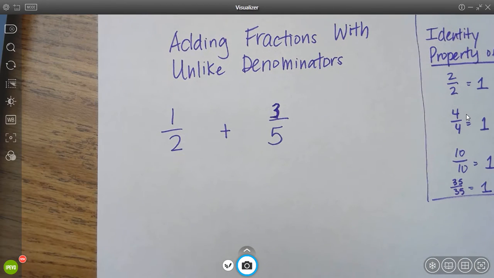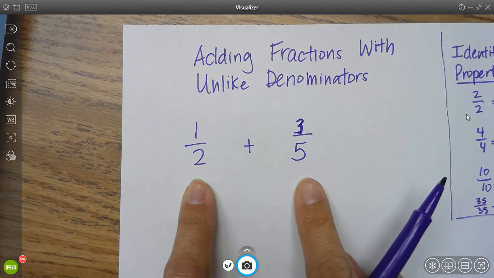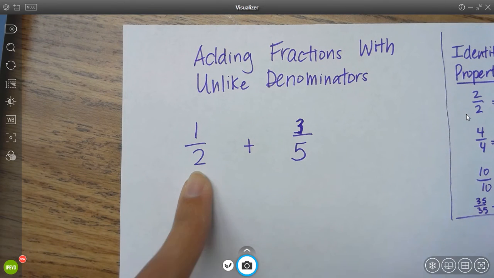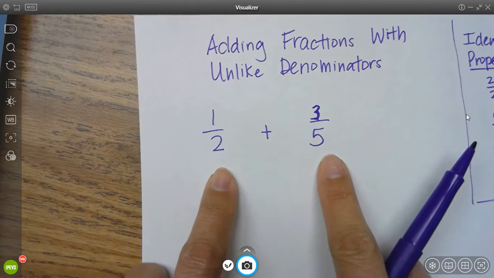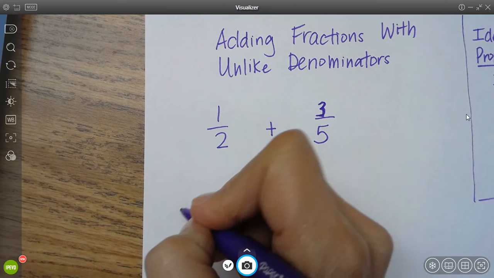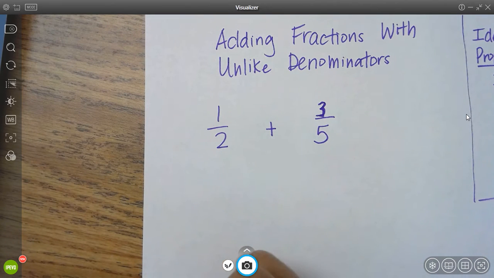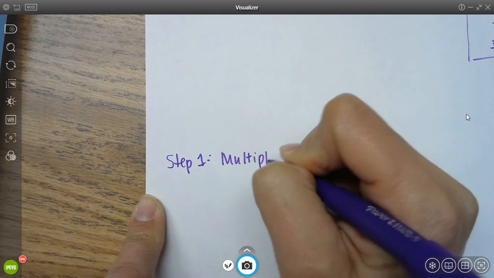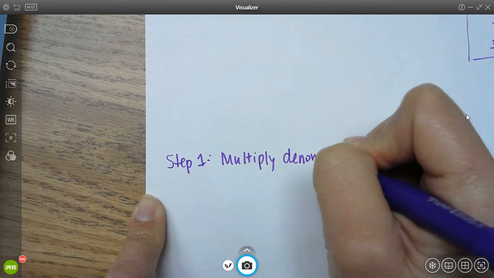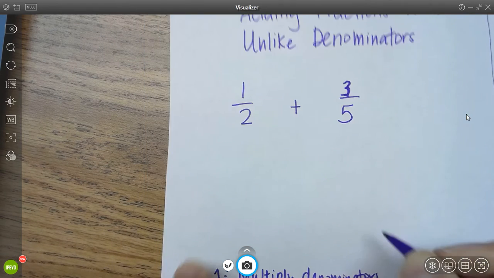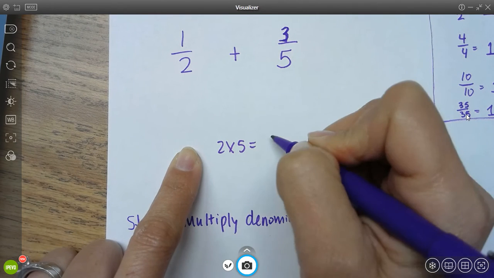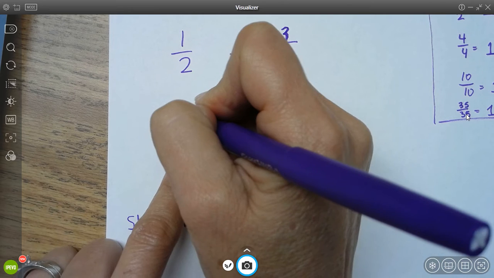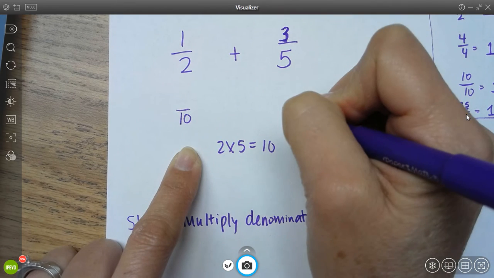Okay, keeping that in mind, when we add fractions, there's 2 ways to do it, but today we're going to be using the easier method. So what we're going to do is you are going to multiply the denominators together. Okay, so step 1 is multiply the denominators. So 2 times 5 is 10. Now, 10 is going to become my new denominator.